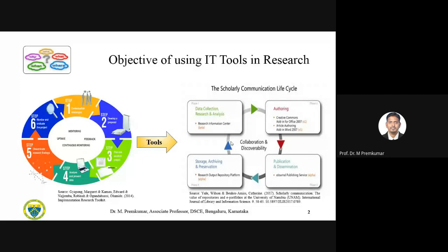Now if you look from the first step to the sixth step, the IT tool is playing a vital role. That is the main objective of all these IT tools, or we can say ICT tools. So we should learn some kind of tools. What tools are available to do research? We should practice using these tools for conducting research or for writing your research proposal or research publications. With that motto only, this webinar has been started.